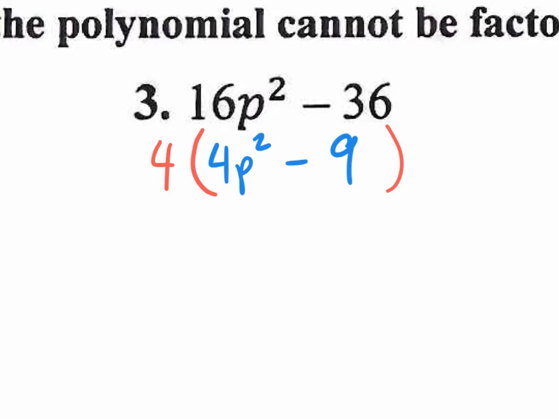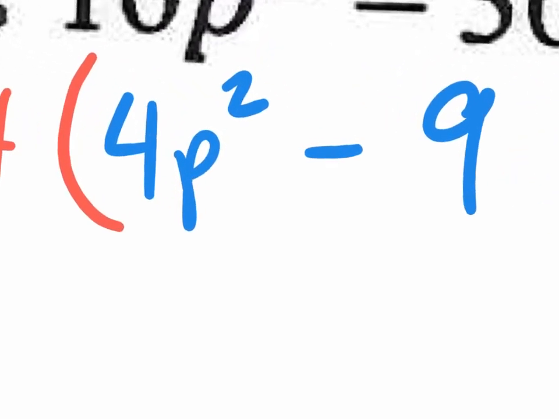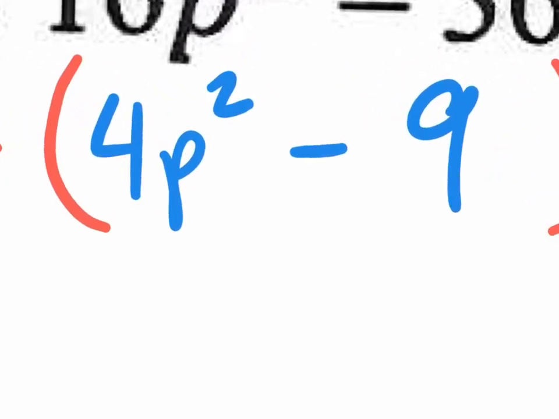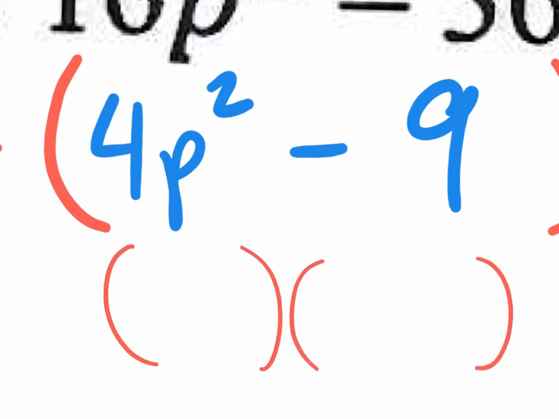You always have to look at the inside. And then right here, once again, we have a perfect square term in the front, a perfect square term in the back, and we know the middle terms cancel out. So I'm going to set up my answer format. And what is the square root of 4p squared? 2p. So we're going to put 2p right here and 2p right here. And how about the square root of 9? 3. So we're going to put a 3 right here and a 3 right there.